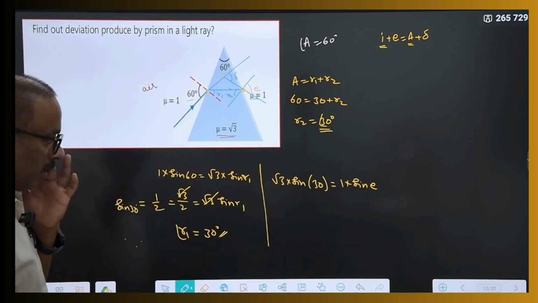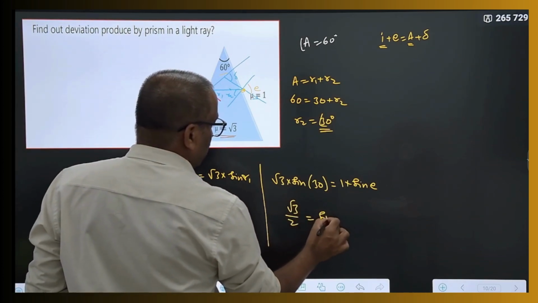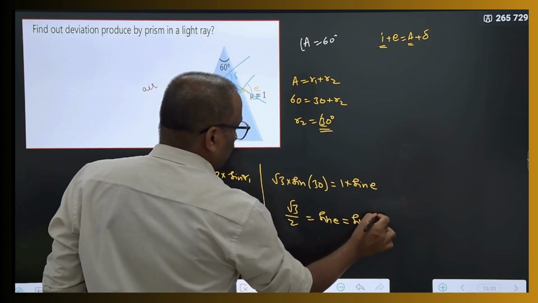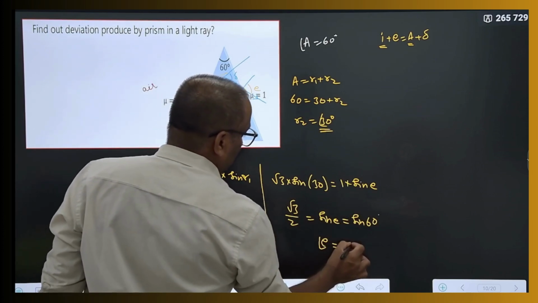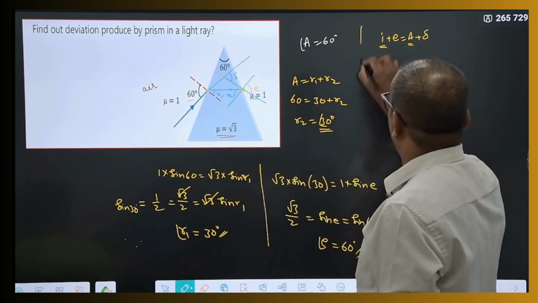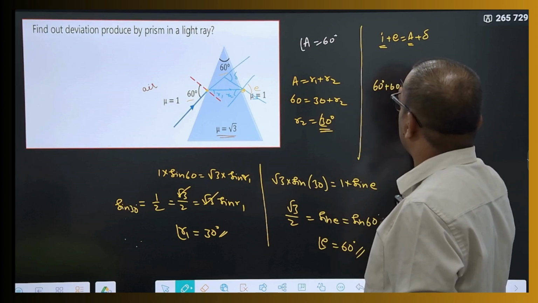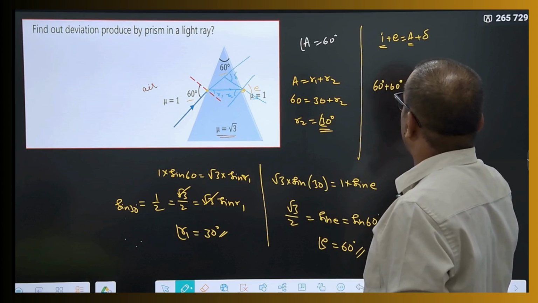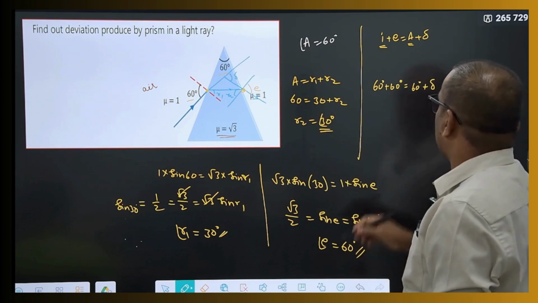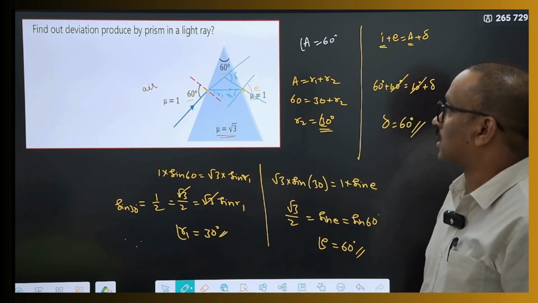So root 3 into sin 30 gives root 3 by 2, which is equal to sin e. Root 3 by 2 means sin 60, so the angle of emergence will be 60 degrees. Here the angle of incidence is 60 degrees, the angle of emergence is also 60 degrees, and the angle of prism is also 60 degrees. So this gets cancelled out, and the angle of deviation will also be 60 degrees.